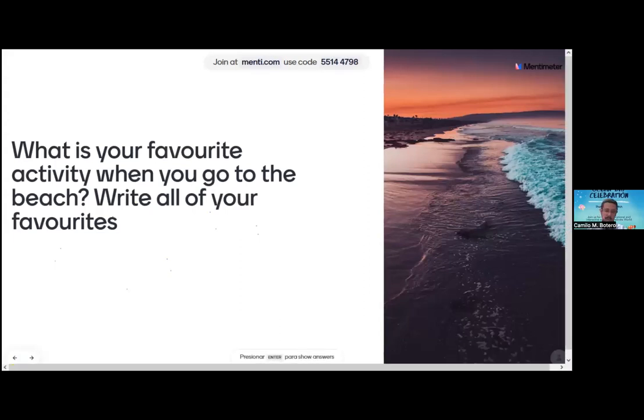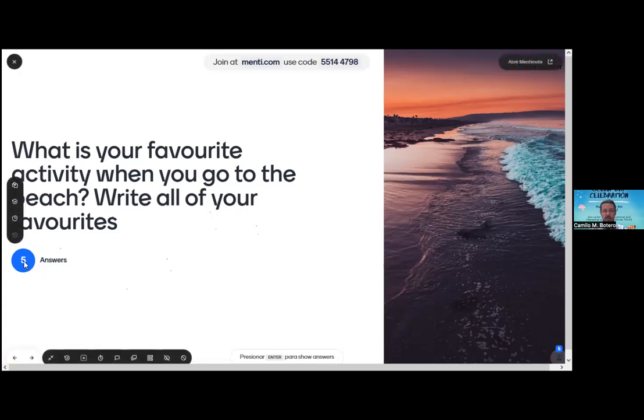95% coast. But okay, when you go to the beach, what is your favorite activity? Write all your favorite activities. Walking, swimming, sunbathing, surfing. Which are your favorite activities? We'll start to see the answers. What's your favorite activity when you go to the beach? Okay, we have three answers now, four answers, five. Okay, we'll start to see which are the answers.